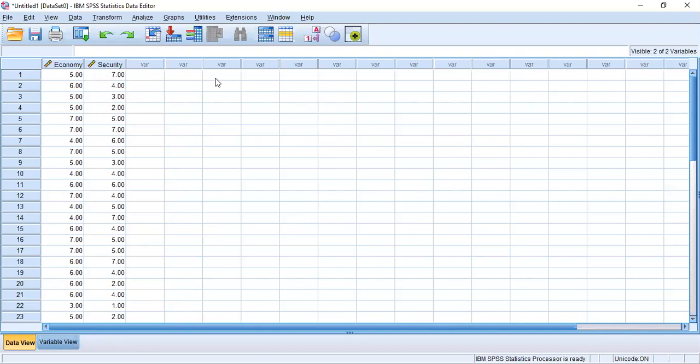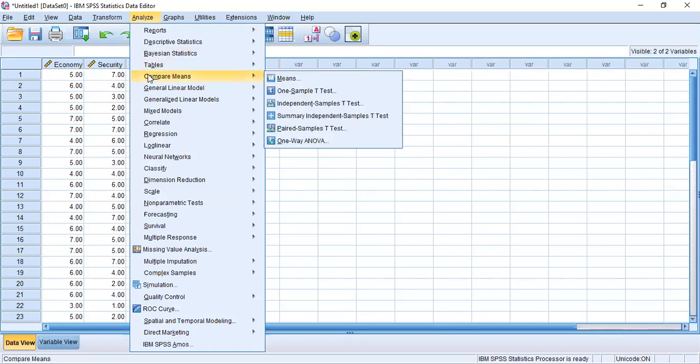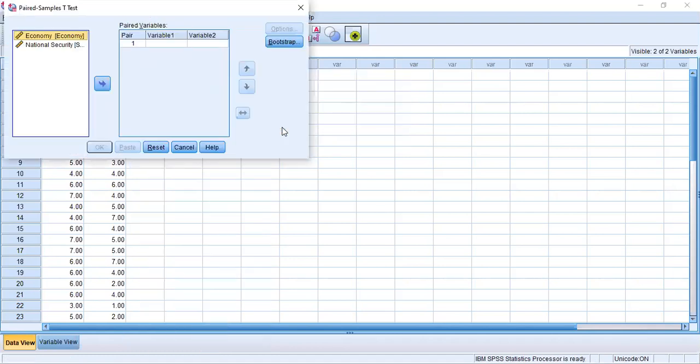The first thing we do is go to Analyze. After Analyze, we go to Compare Means. In Compare Means, we already covered the one-sample t-test, last time we talked about the independent-samples t-test, and today, in the last exercise on t-tests, we are talking about the paired-samples t-test. Paired-samples t-test or dependent-samples t-test, it's the same thing. Let's click on this.